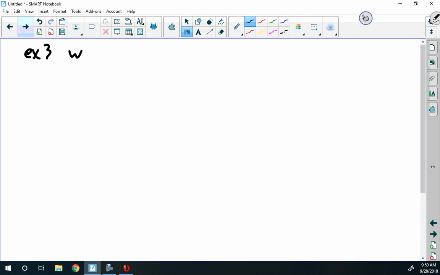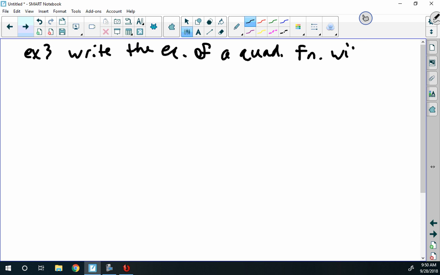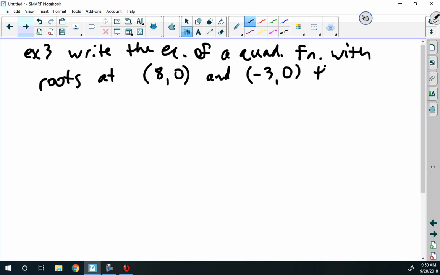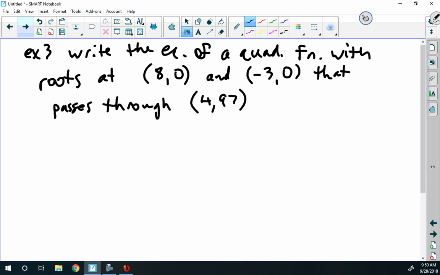Example 3: write the equation of a quadratic function with roots at 8, 0 and -3, 0 that passes through the point 4, 97. I'm just making things up here. 4, 97.